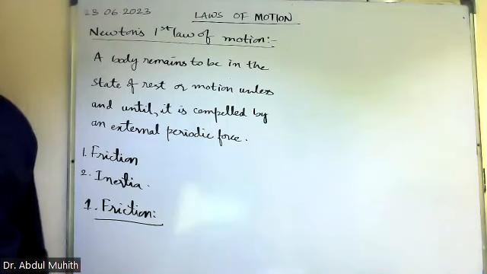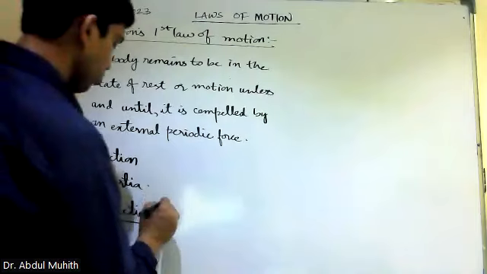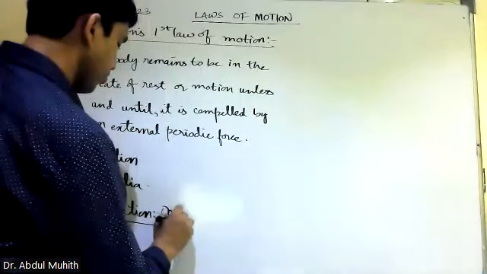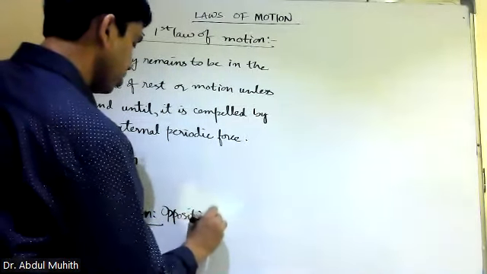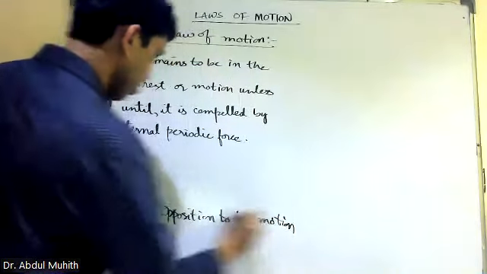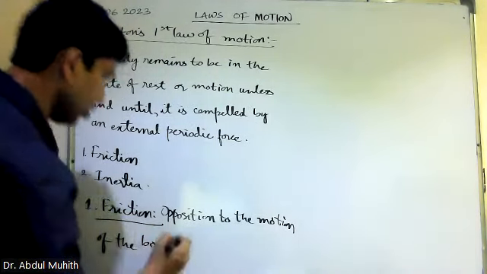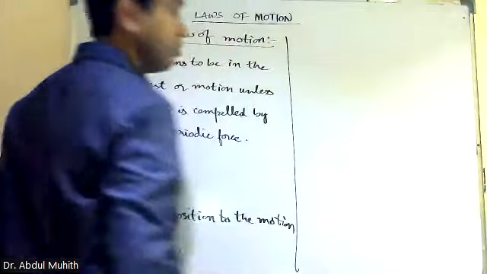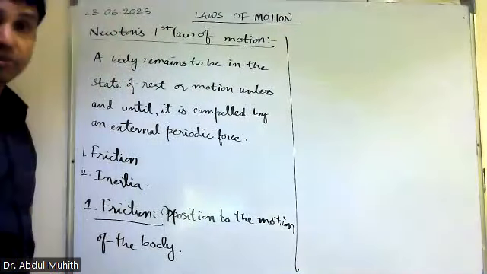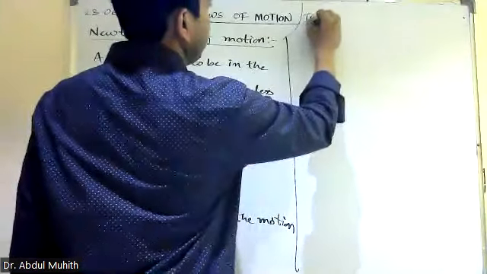Opposition to the motion of the body. Very good. Opposition to the motion of the body is said to be friction. Okay. So here, how many types of friction do we have? Types of friction. How many?